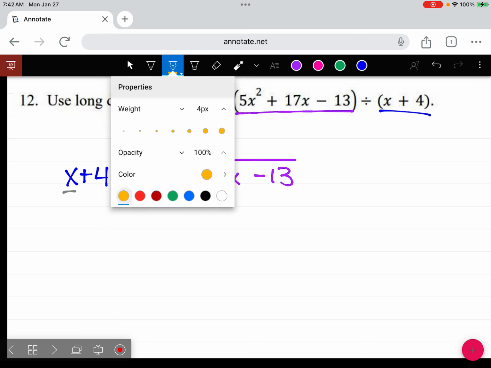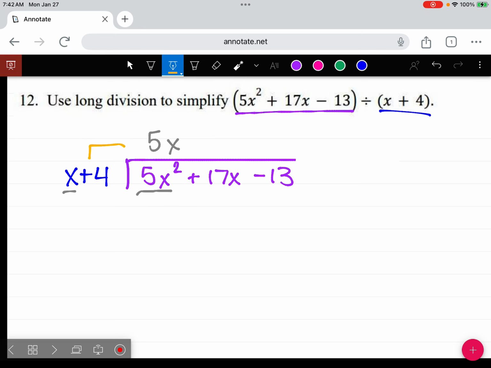Because our next step is to do exactly that. We're going to take our 5x times the whole factor. So I'm going to have my 5x times x, which gives me that 5x squared we were aiming for, and my 5x times that plus 4, which gives me a plus 20x. I'm going to erase the little lines there because they get in the way.